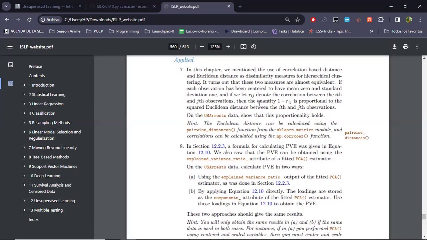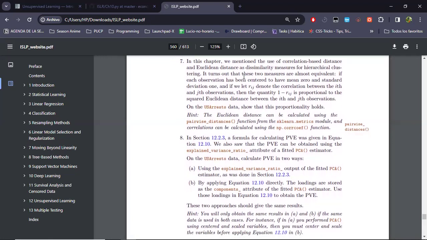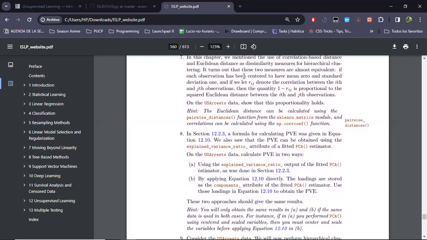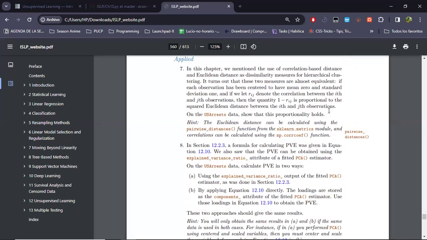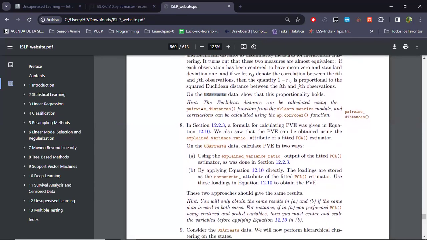This says, in this chapter, we mentioned the use of correlation-based distance and also using the Euclidean distance as the similarity measures for hierarchical clustering. However, it turns out that these two metrics are almost equivalent in the sense that if each observation has been centered to have mean 0 and a standard deviation 1, well, we define these terms, this correlation between observations, and then this particular number happens to be proportional to this squared Euclidean distance, also between the same observations i and j. So this proportionality is what we're going to verify in this particular dataset about US arrests. Well, these are the functions in Python that we can use to calculate those.